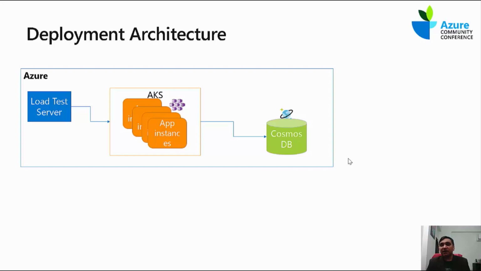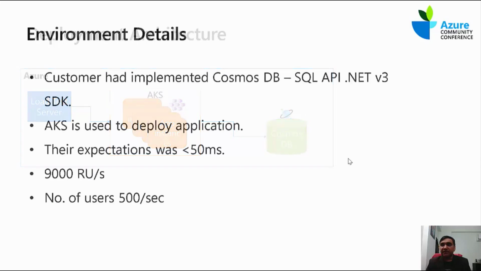So this is what the deployment architecture looks like. It's pretty simple. A load test server is there, you have an AKS cluster, you have a Cosmos DB instance, and they are all connected to each other. The environment, again, is pretty simple: they were using the SQL API and the .NET V3 SDK. AKS is there. Their expectation was less than 50 milliseconds, and the number of RUs they have specified is 9,000.